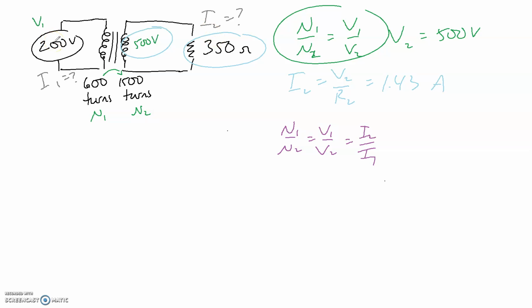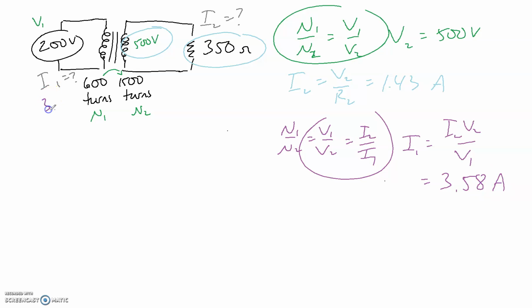You find the current that way. It doesn't really make any difference. But if I just go back to this thing right here, if I'm going to find the current, I'll just use that ratio right there. I will just take maybe I2 = V2 divided by V1, and that should give me my current. And it gives me about 3.58 amps. So I've got 3.58 amps on that side. Okay, which looks about right.